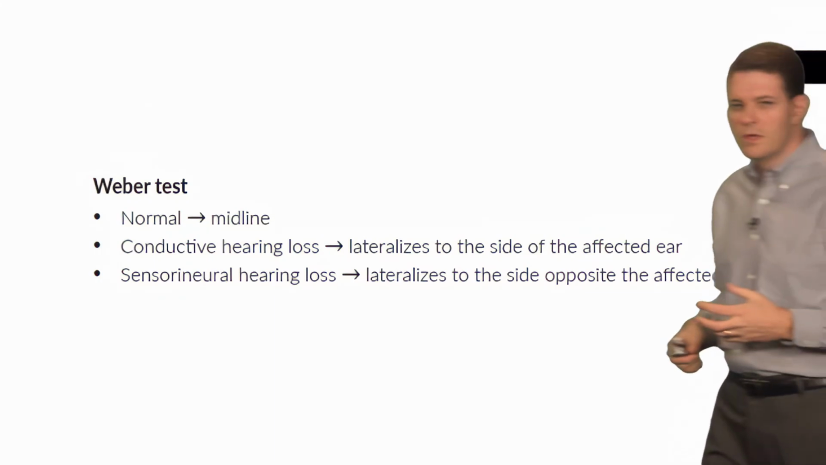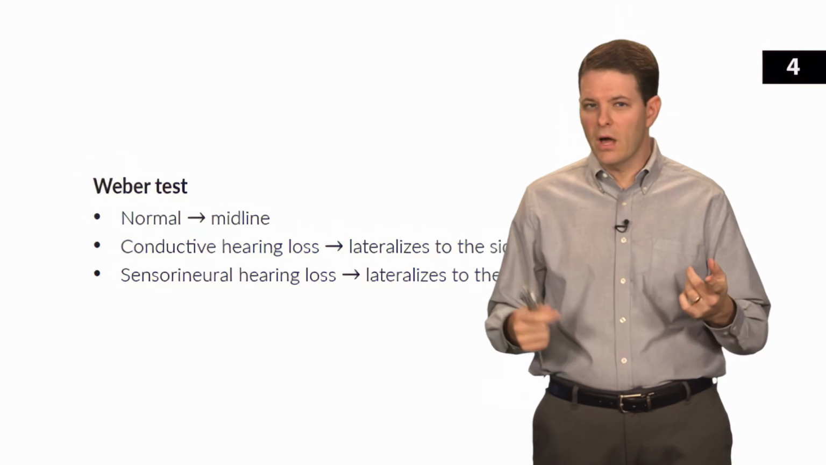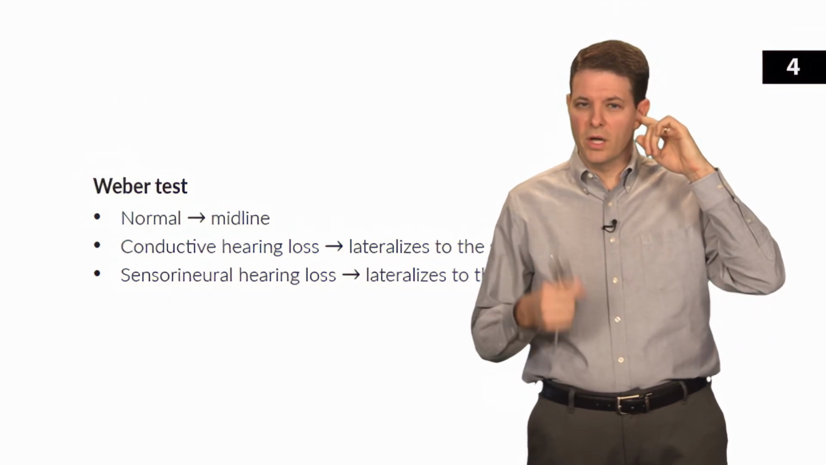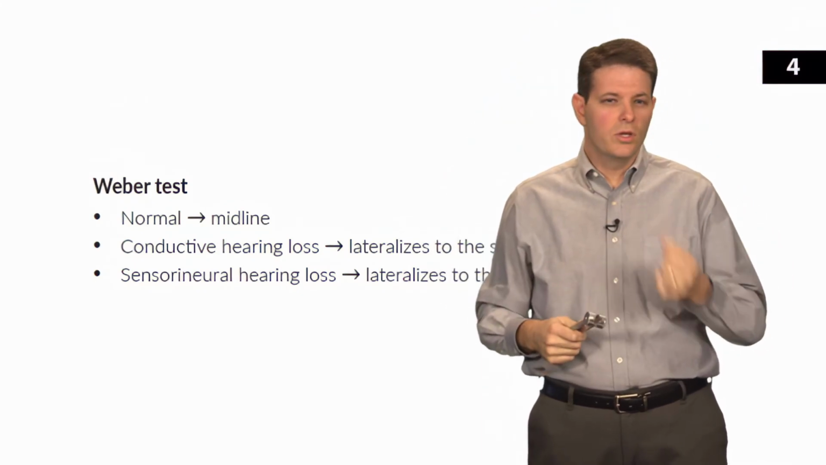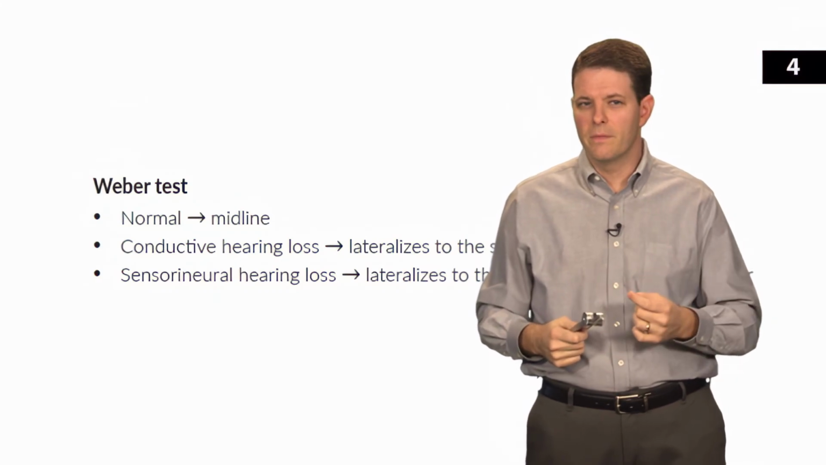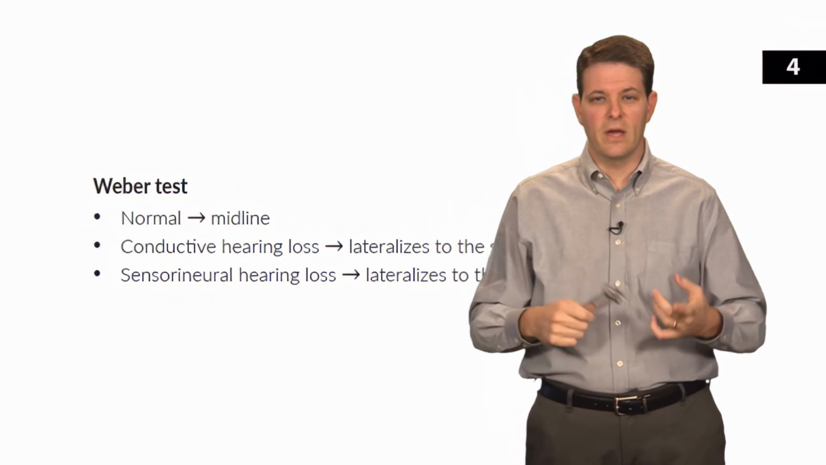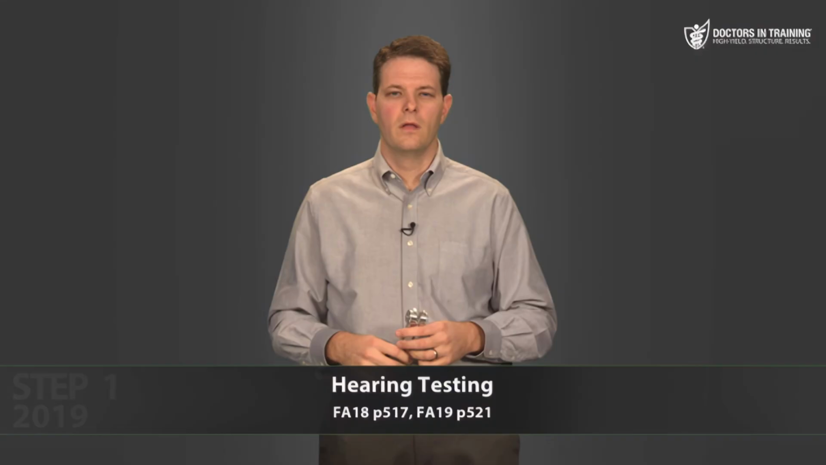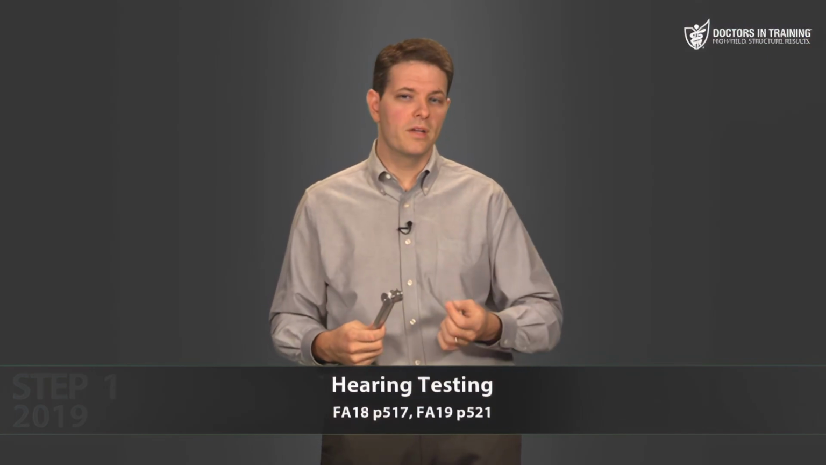So think that through. If you have conductive hearing loss, the sound is louder in that ear. Try it out. You can give yourself conductive hearing loss by plugging your ear, and then try the tuning fork, and it should be louder on that side. You can use that to help you remember that conductive hearing loss lateralizes to the affected ear. If you have sensorineural hearing loss, you won't hear anything on the affected side, so the sound lateralizes to the good ear. So when you do the Weber test, all you know is that the sound lateralizes to one side or the other. You can't tell whether it's conductive or sensorineural hearing loss yet. You have to do more testing to figure it out.